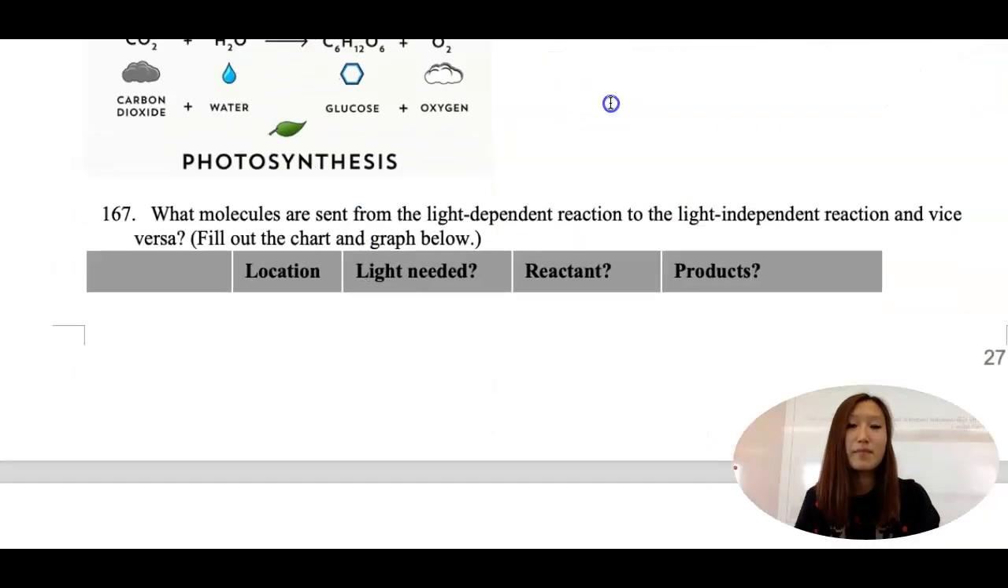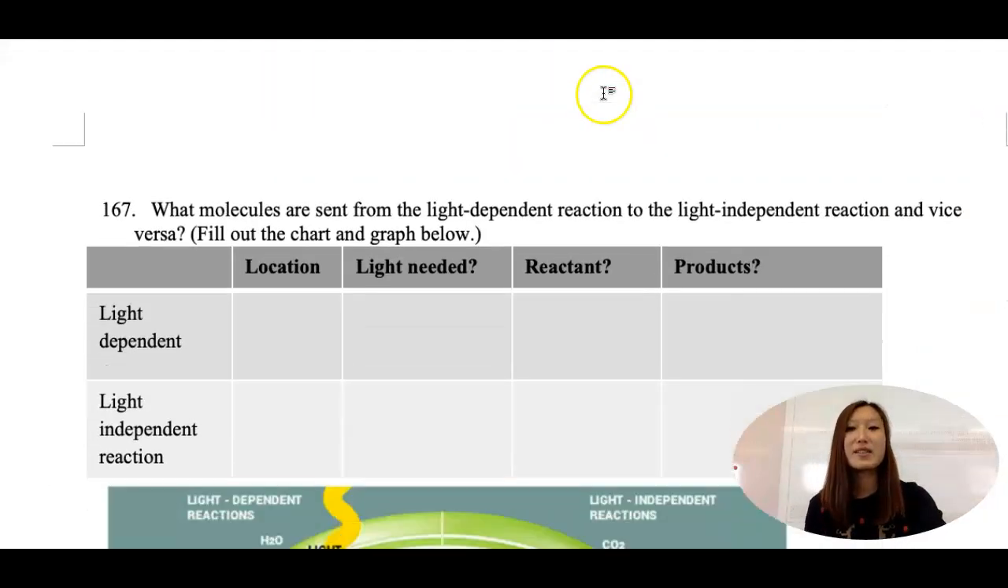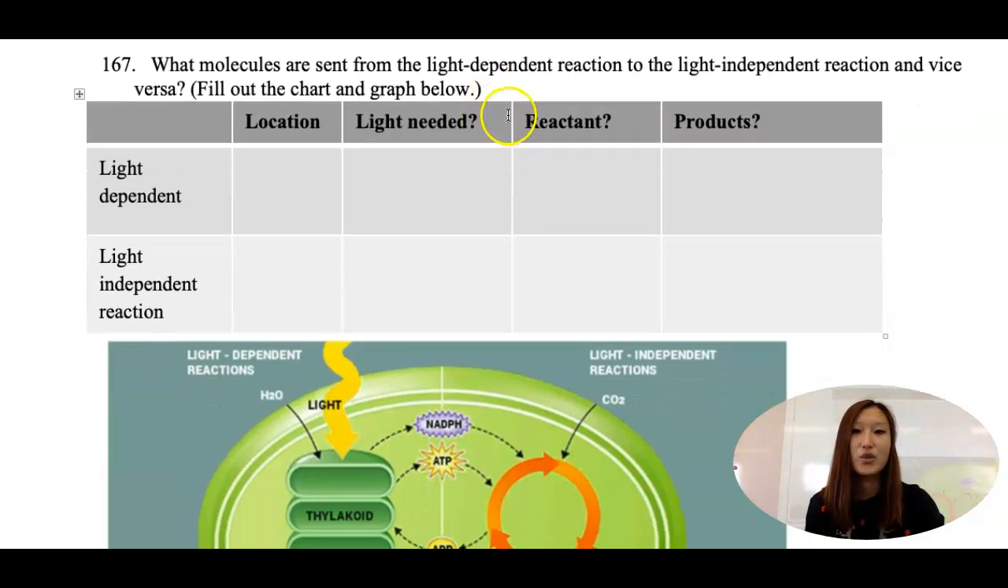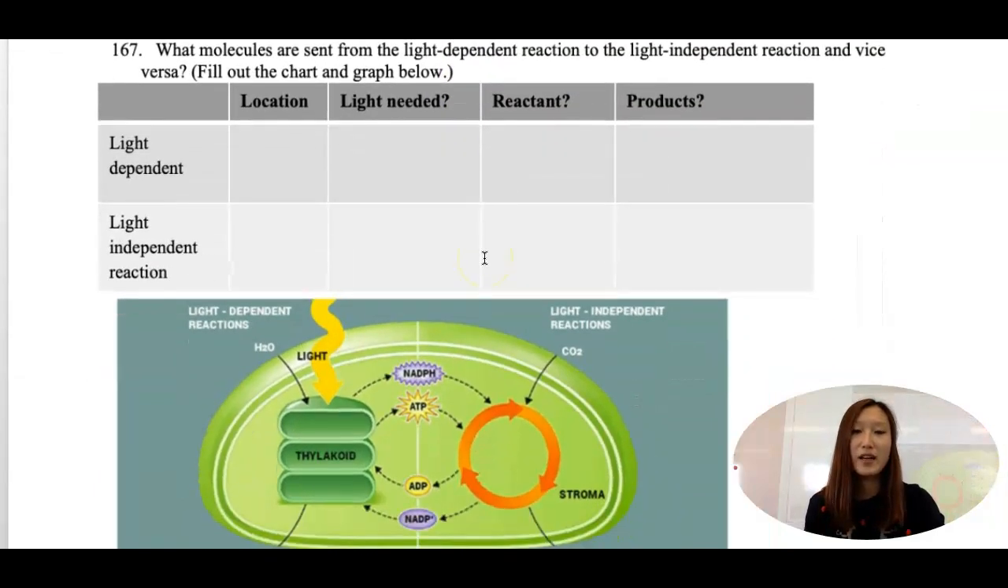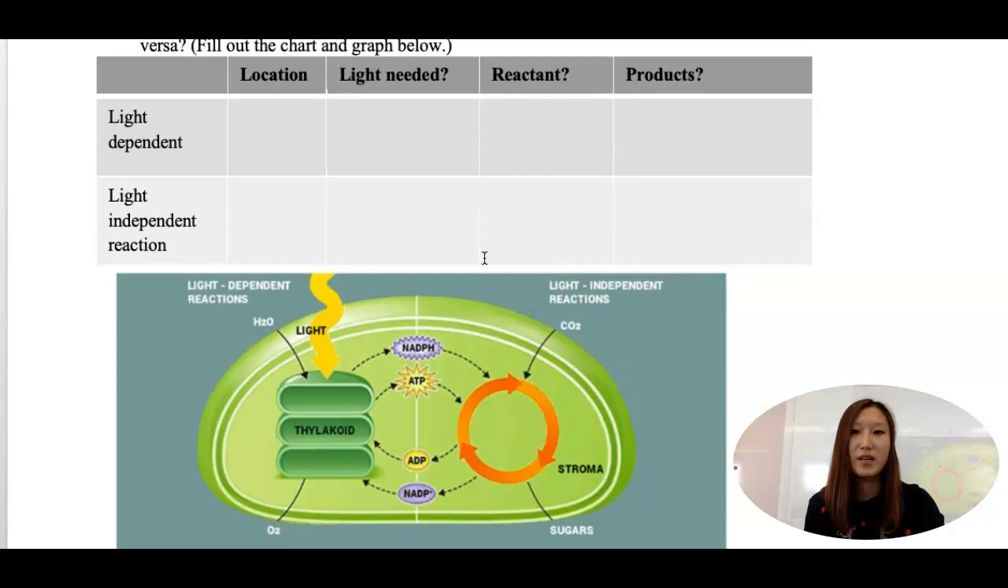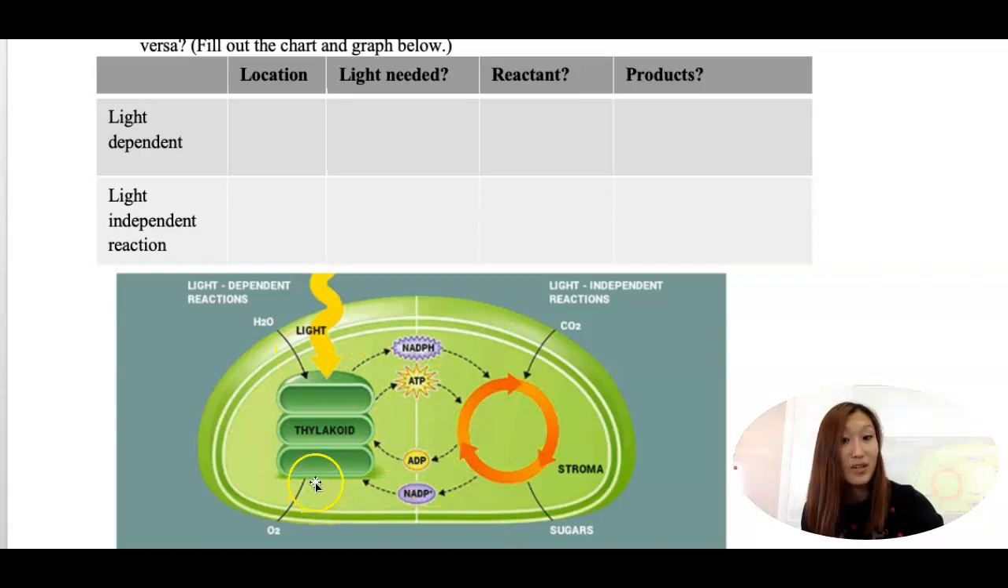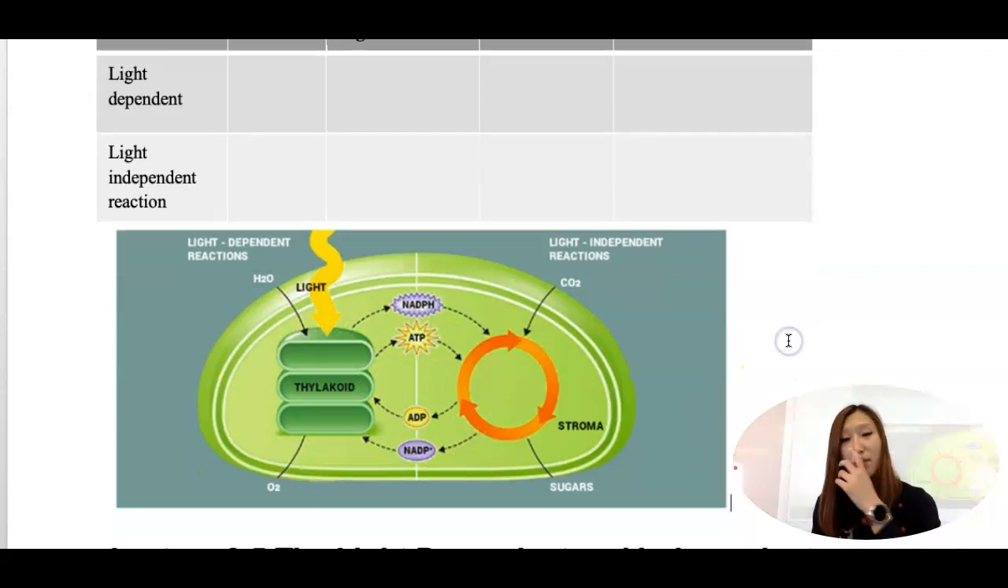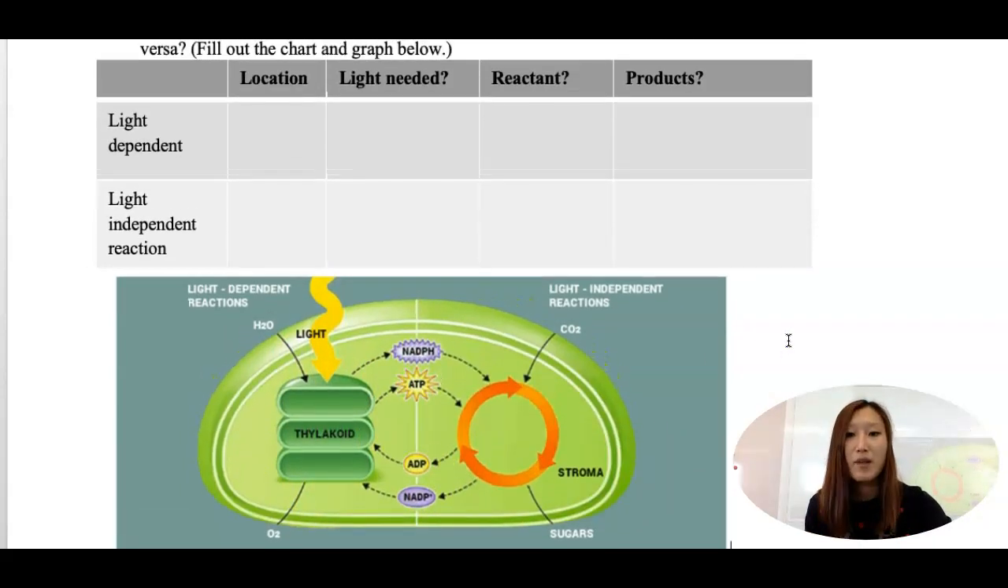Okay, moving on. There's this chart that you can fill out to summarize the process of light-dependent and light-independent reaction. So if you can remember this picture right here without me giving you the answers, right? This picture clearly is not going to be filled out for you on the test. So you need to remember what's going on in here. All right, let's take a look.